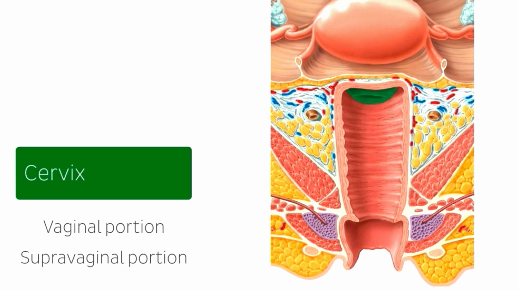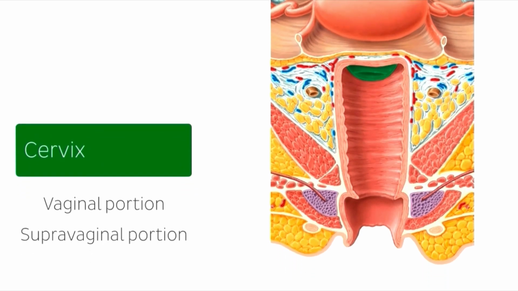It's also worth mentioning now the parametrium, which is a type of fibrous tissue. And the parametrium separates the supravaginal portion of the cervix from the bladder, which is anterior to the uterus, although we can't see the parametrium or the bladder on this image.